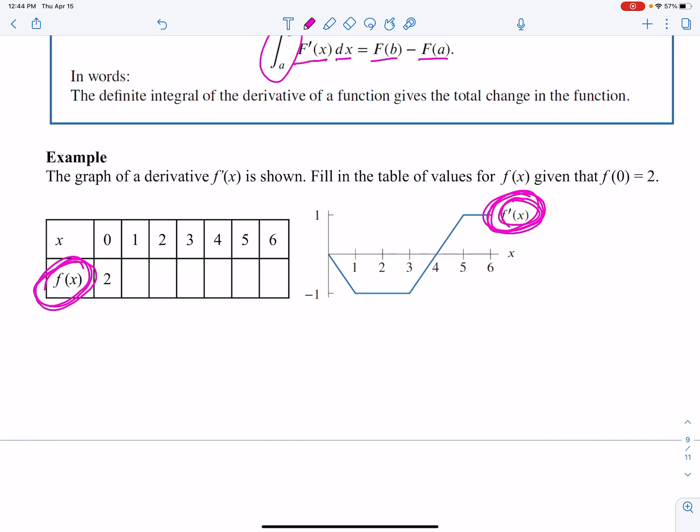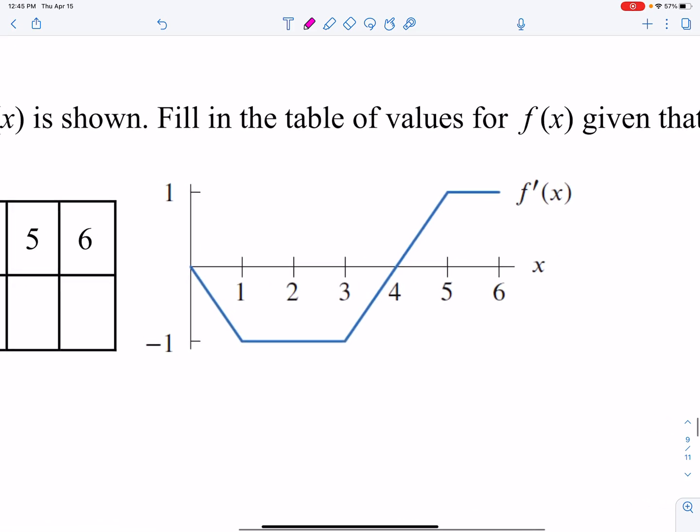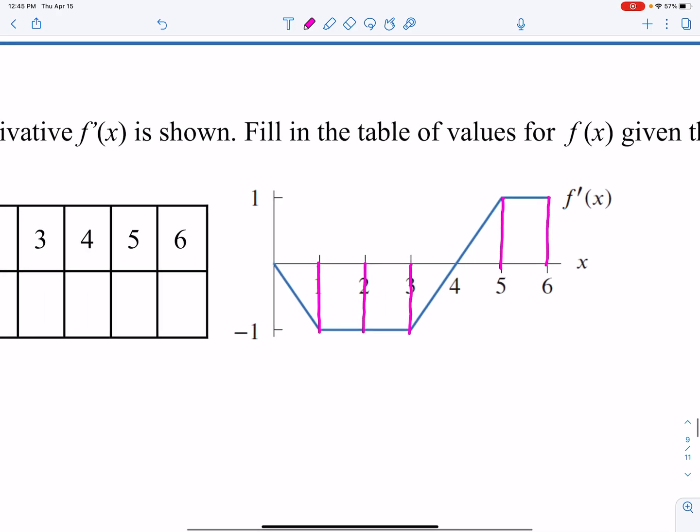Okay, so let's calculate this stuff out. Remember, the area under the derivative curve means the rate of change, how much it's changed. So what we're going to do is calculate the areas. We're going to make a bunch of shapes here and calculate the areas. Notice we have some triangles here, we have some rectangles here, right? Okay, so let's calculate the area.